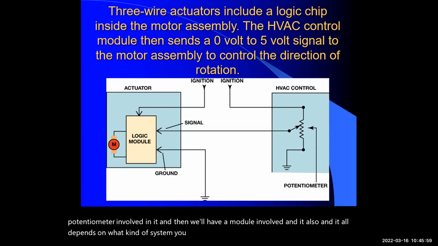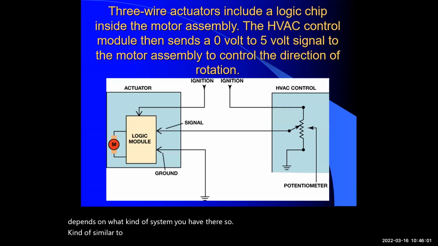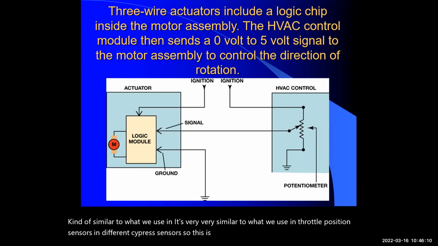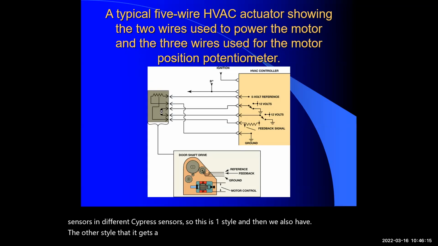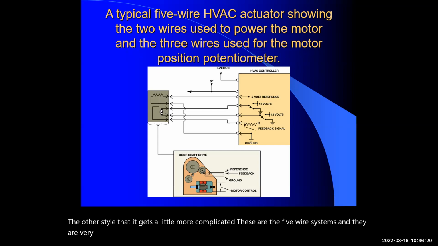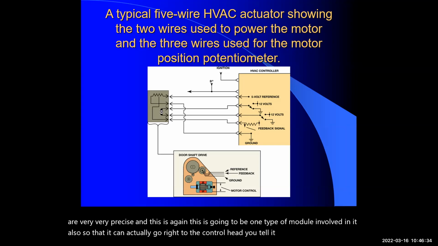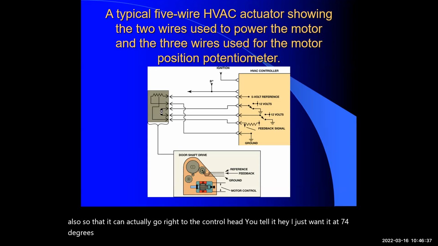It's very, very similar to what we use in throttle position sensors and different types of sensors. So this is one style, and then we also have the other style that gets a little more complicated. These are the 5 wire systems, and they are very, very precise. This is going to be one type with a module involved in it also, so it can actually go right to the control head. You tell it, hey, I just want it at 74 degrees or 72, and it takes over from there.